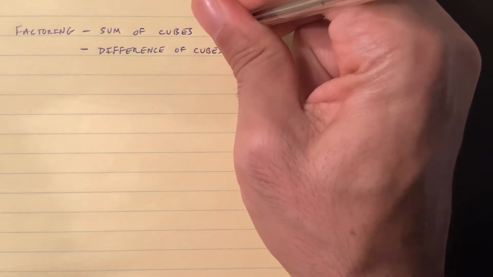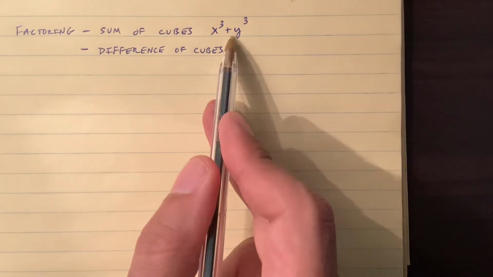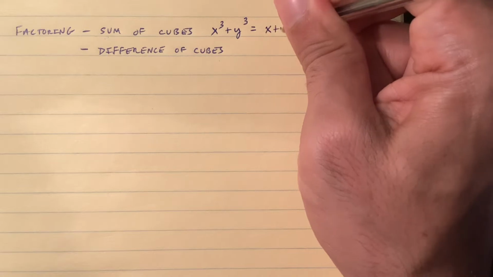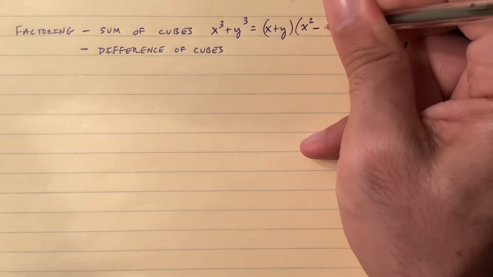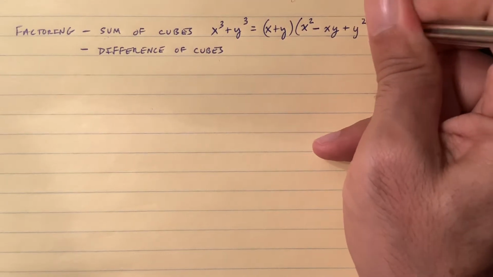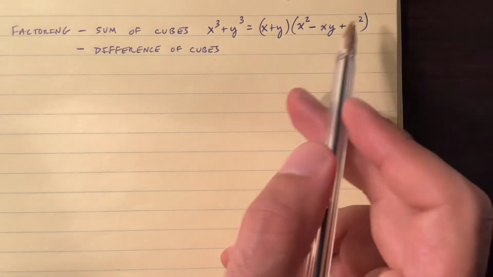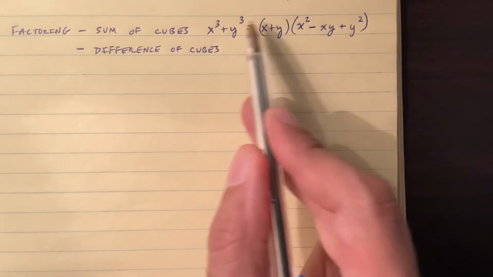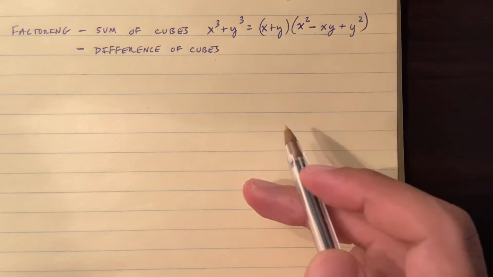Let's say we have x cubed plus y cubed. All right, the sum, we're adding, cube, cube. And for this, we're going to do x plus y, and then x squared minus the product of the two terms plus y squared. All right, and this is going to be the format for every single sum of cubes. The first sign is going to match. The second sign is going to be opposite. Third sign is always positive.